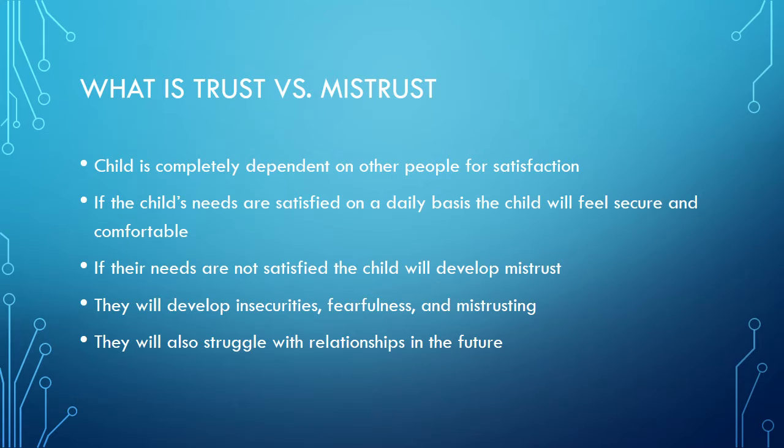What is trust versus mistrust? Child is completely dependent on other people for satisfaction. If the child's needs are satisfied on a daily basis, the child will feel secure and comfortable. If their needs are not satisfied, the child will develop mistrust. They will develop insecurities, fearfulness, and mistrusting. They will also struggle with relationships in the future.